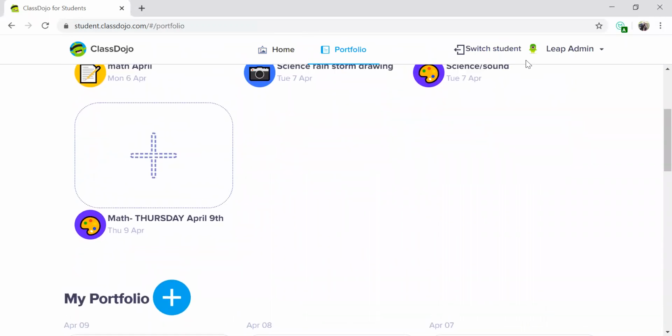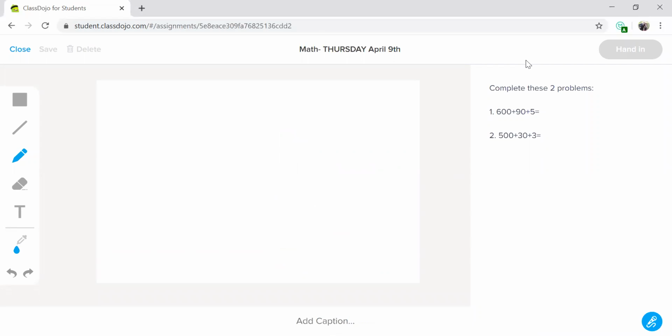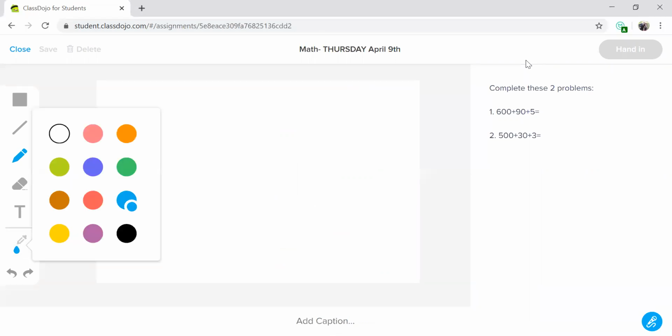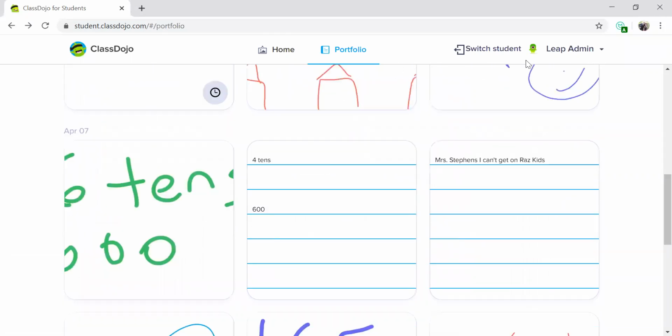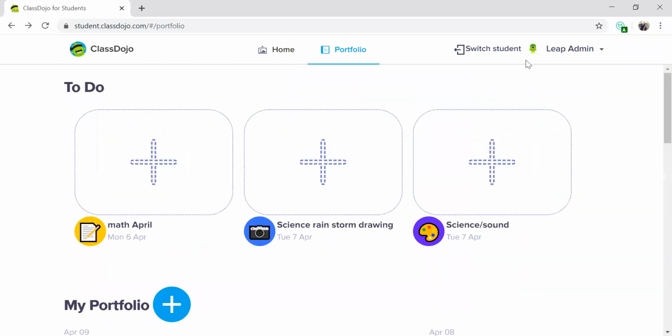Math, Thursday, April 9th. You're going to click on it. Now look at the side. It says, complete these 2 problems. So you will do number 1. 600 plus 90 plus 5. You're going to write it in standard form. I can't write it for you because I need to make sure that you understand. And then you do number 2, 500 plus 30 plus 3. Then you hit save and hand in. Real nice and simple. All your work is there. You know you did your job.